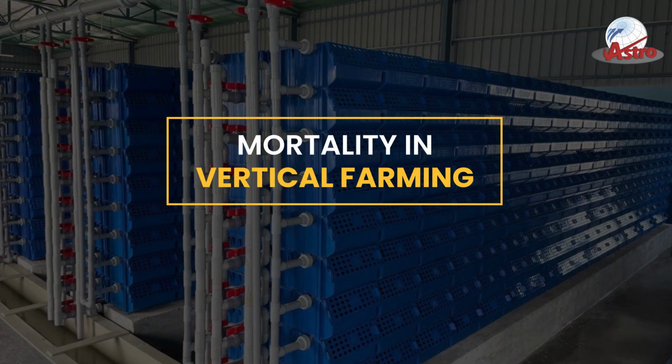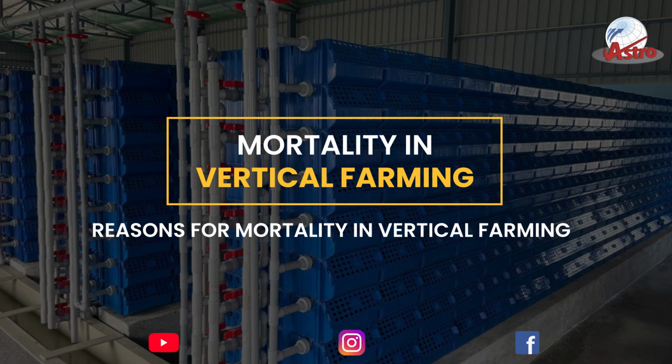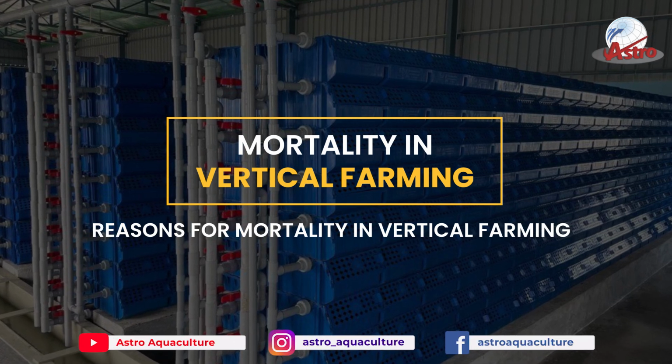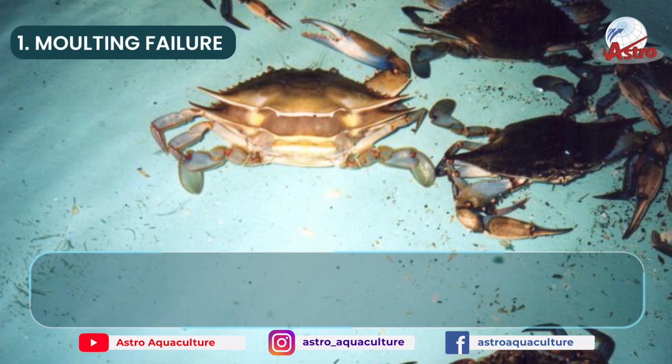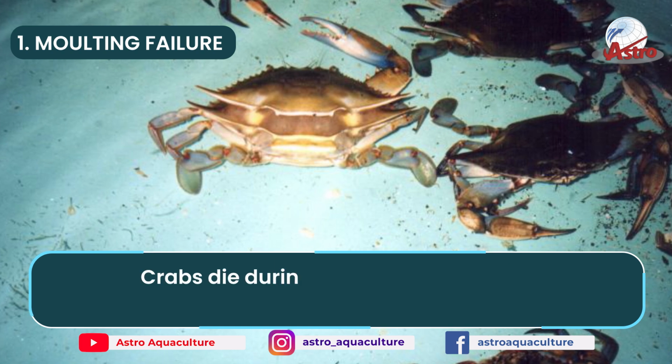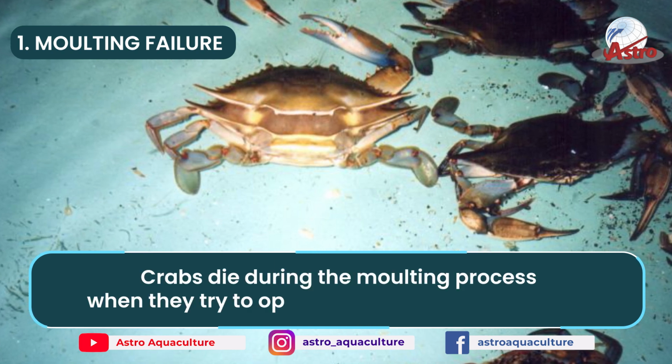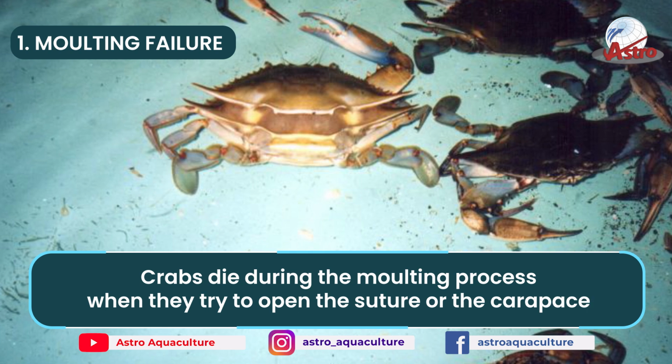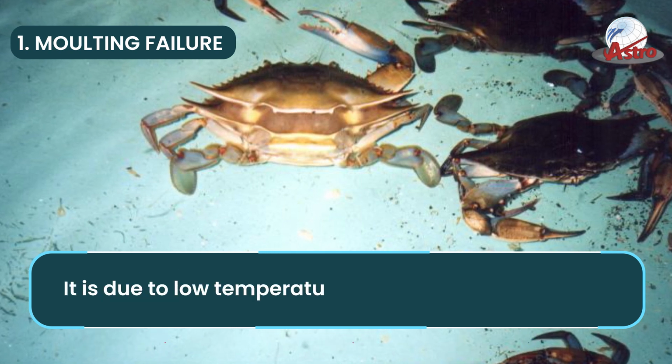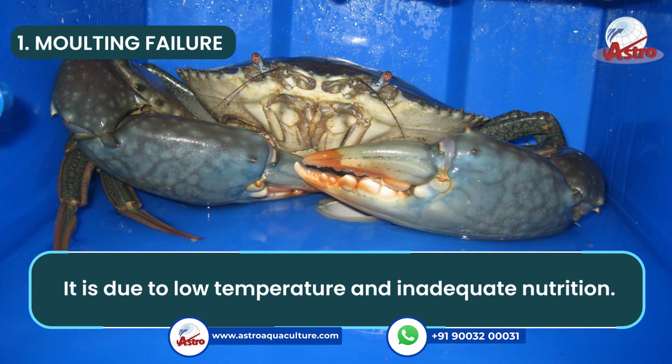Mortality in vertical farming. Reasons for mortality in vertical farming. 1. Molting failure. Crabs die during the molting process when they try to open the suture or the carapace. It is due to low temperature and inadequate nutrition.